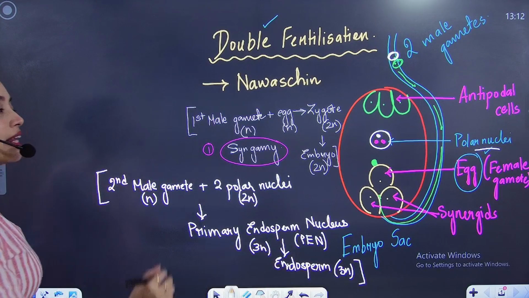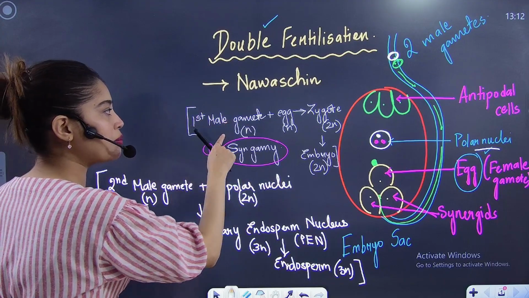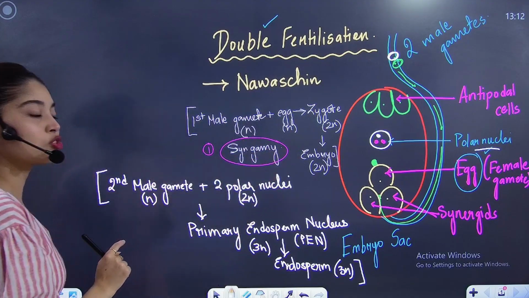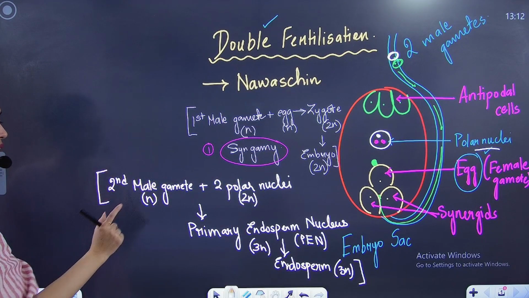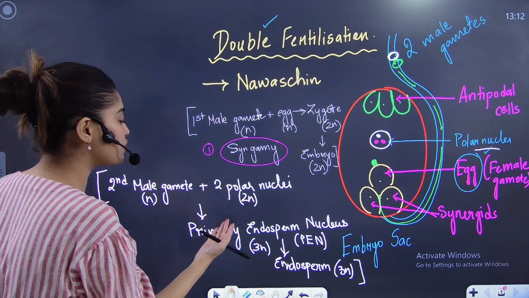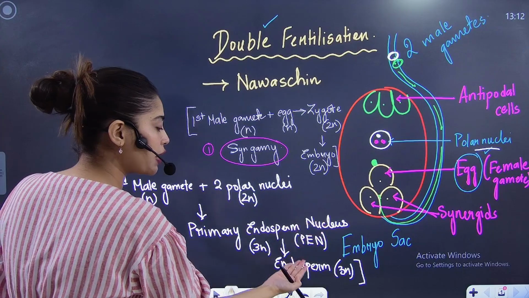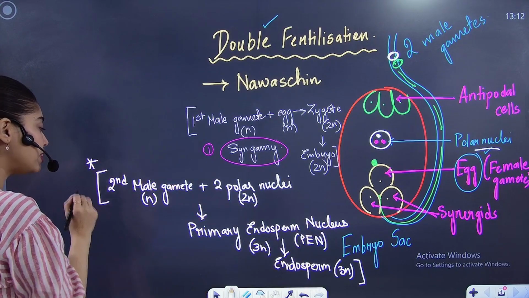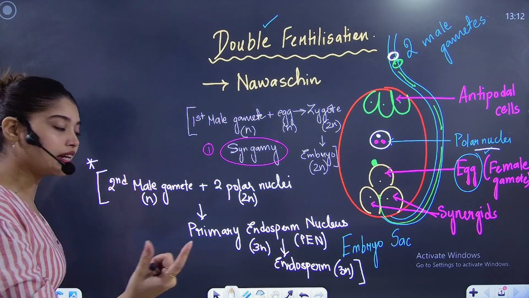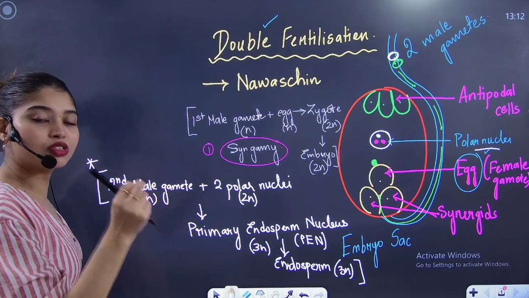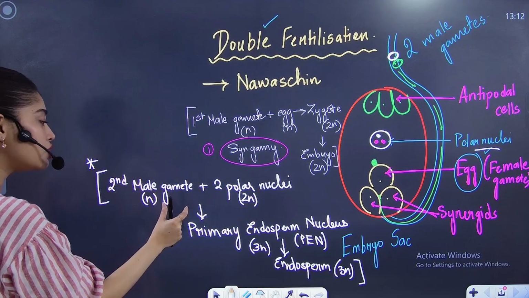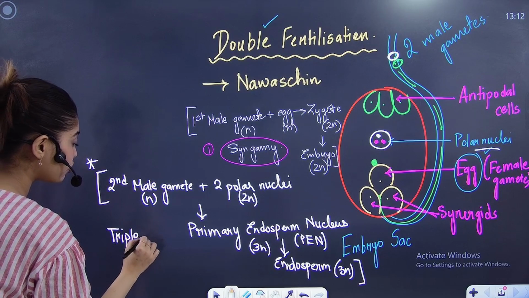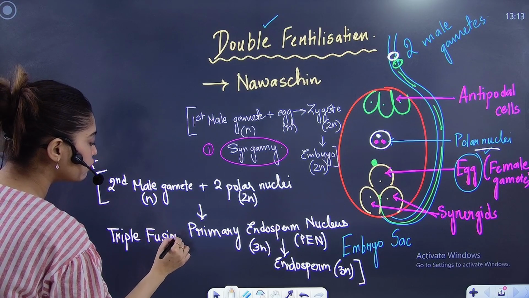So we have seen that the first male gamete fused with the egg cell, which gave rise to the diploid zygote, and this first fertilization process is known as syngamy. Whereas the second male gamete fused with the two polar nuclei, which results in the formation of the primary endosperm nucleus, and finally the endosperm. Since in the second fertilization process three structures unite, one male gamete and two polar nuclei, this fertilization process is known as triple fusion.